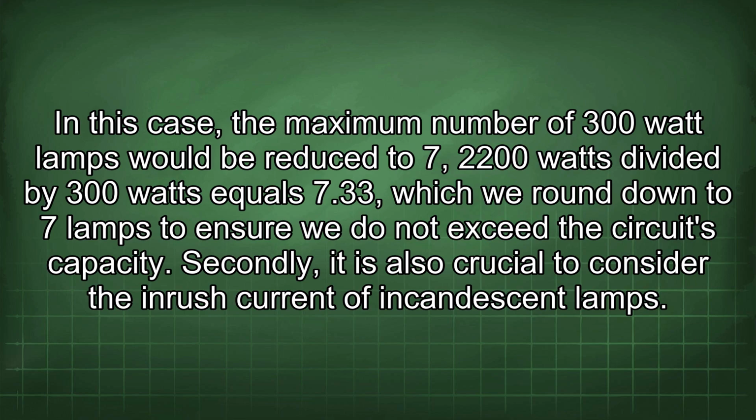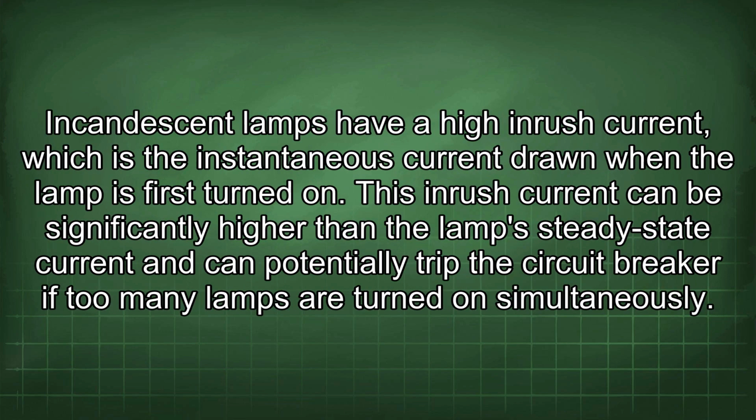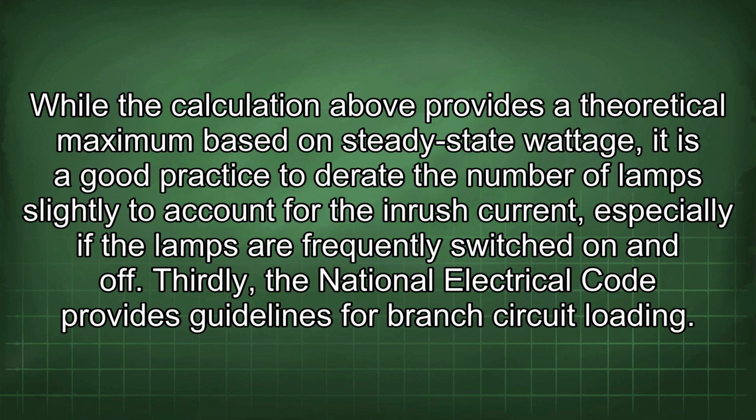exceed the circuit's capacity. Secondly, it is also crucial to consider the inrush current of incandescent lamps. Incandescent lamps have a high inrush current, which is the instantaneous current drawn when the lamp is first turned on. This inrush current can be significantly higher than the lamp's steady-state current and can potentially trip the circuit breaker if too many lamps are turned on simultaneously. While the calculation above provides a theoretical maximum based on steady-state wattage, it is a good practice to derate the number of lamps slightly to account for the inrush current, especially if the lamps are frequently switched on and off.